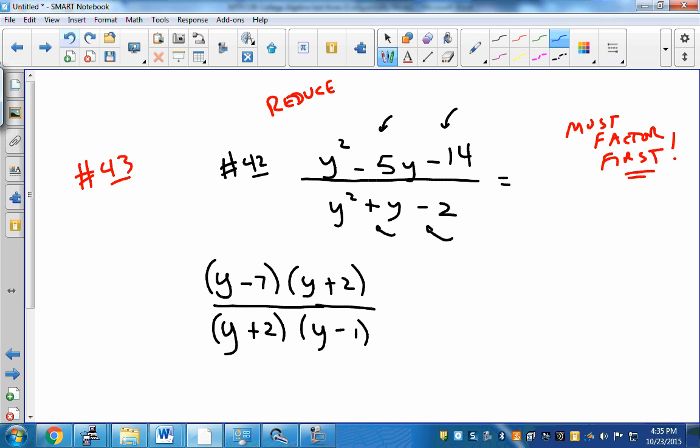Let me take all that stuff away so we can just go back to our simple problem. Once we've factored it, then you simply cancel. So that goes out with that. And the final answer, y minus 7 over y minus 1, done. Can't do anything after that.